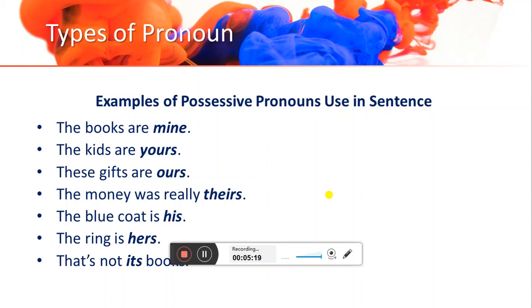The kids are yours. The kids belong to you. So we can simply say the kids are yours by using possessive pronoun yours. Yours is the possessive form of your. These gifts are ours. The money was really theirs. The blue coat is his. The ring is hers. That's not its book. Mine, yours, ours, theirs, his, hers, and its are possessive pronouns and used for possessions or ownership.